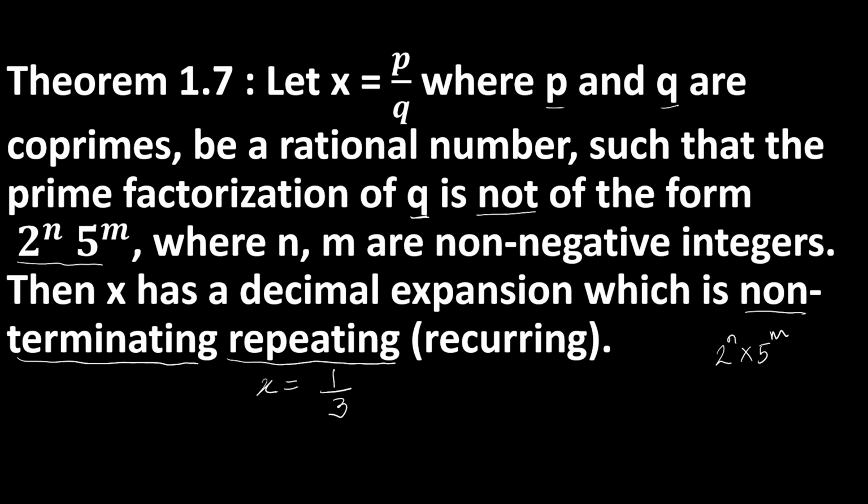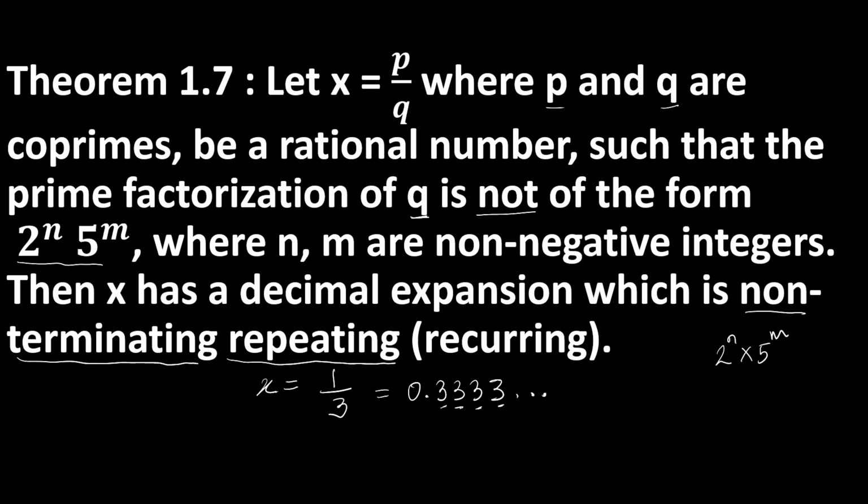Like here you can observe, if you divide 1 by 3, what are we going to get? We will get 0.3333 and so on, right? These 3 dots indicate that it is not terminating. As well as you can observe that here 3 keeps on repeating, right? 3 is a pattern which keeps on repeating.